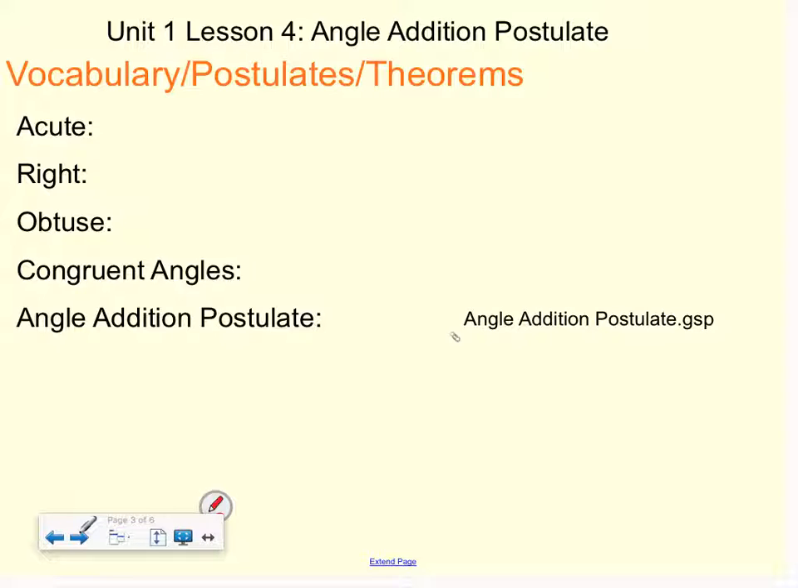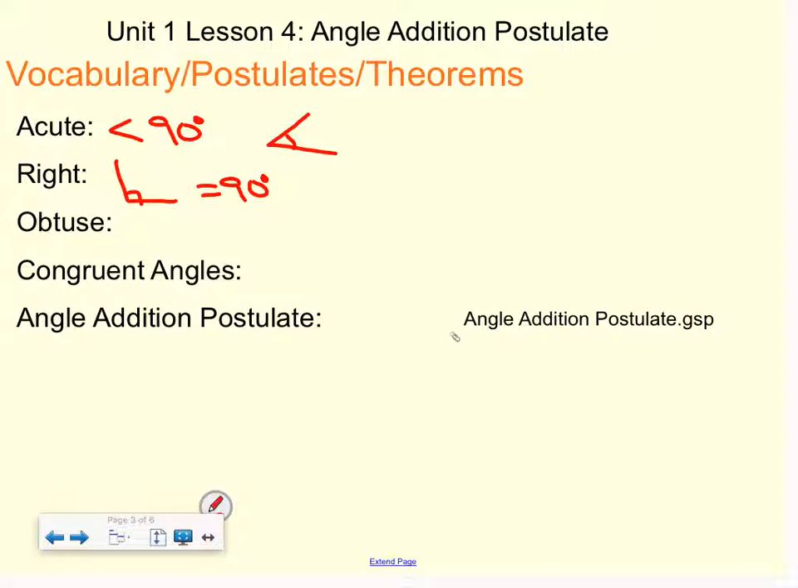Alright, so some quick vocabulary. How do we classify angles? Hopefully you already know a little bit about this. An acute angle is an angle that is less than 90 degrees. So an example might be something like that. That is clearly less than 90 degrees. We also have right angles. You cannot assume that an angle is a right angle, even if it looks like it, unless you have this little symbol in the corner. And of course, a right angle is equal to 90 degrees.